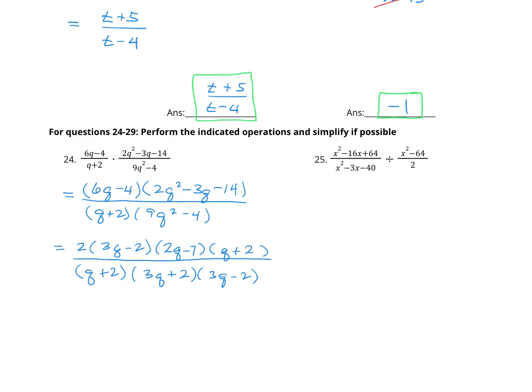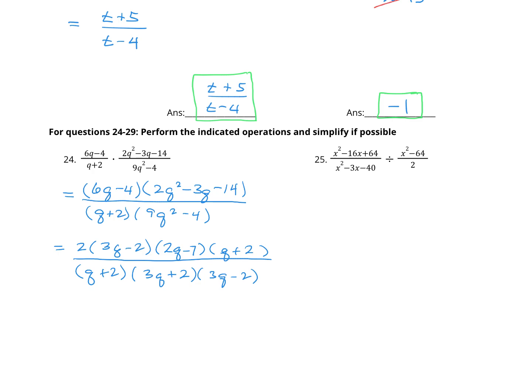2q times q does make 2q squared. 2q times 2 makes 4q. And from the middle, we got minus 7q. 4 minus 7 does make minus 3. And then finally, minus 7 times 2 does make negative 14. So that is the correct way to factor it.